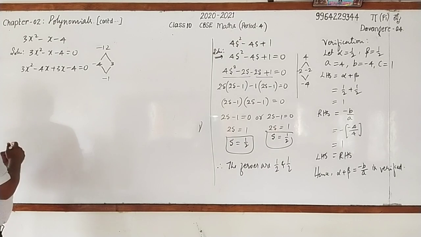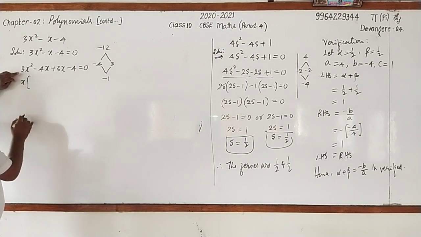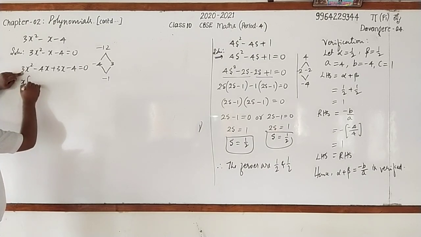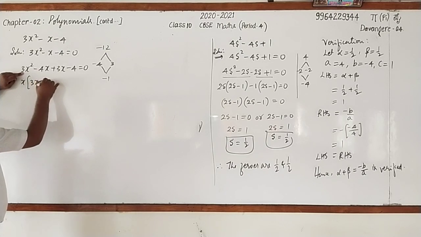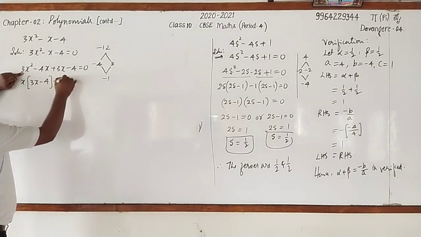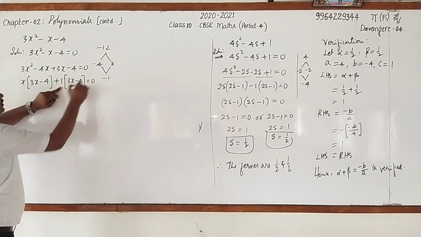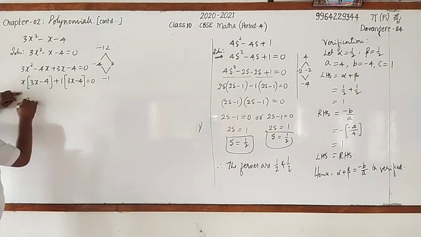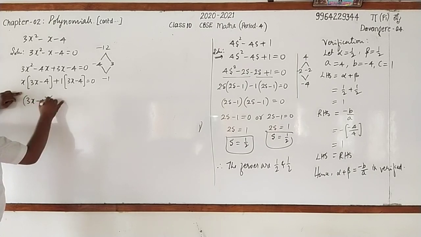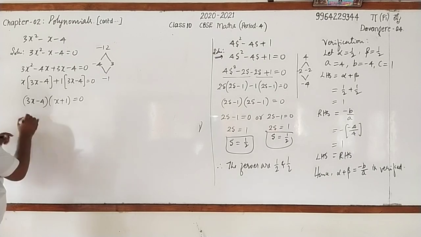You may go for taking common factor. Here, what is the common factor? Only x. When you take out x as common factor, you will get 3x minus 4. x into 3x, 3x square, x into minus 4, minus 4x. Here also, there is no common factor except 1. So 1 into 3x minus 4, which is equal to 0. Then, in the whole statement, 3x minus 4 is common factor, remaining x plus 1 equal to 0.